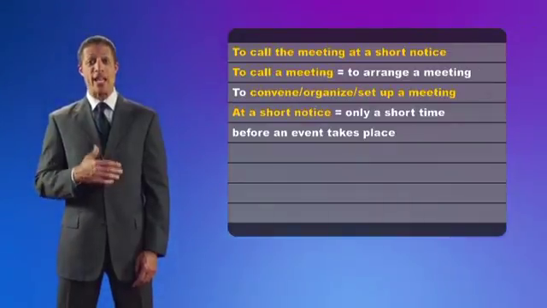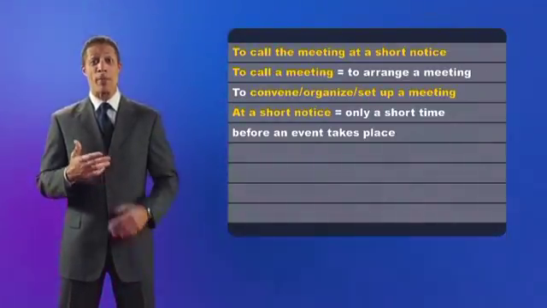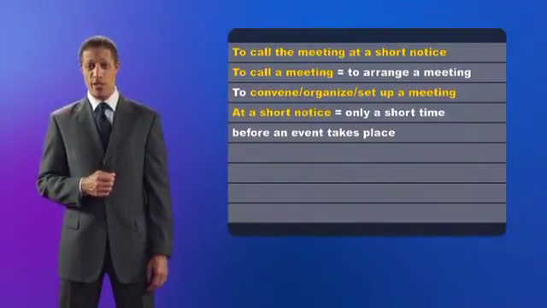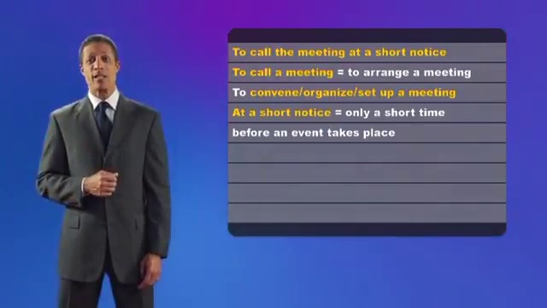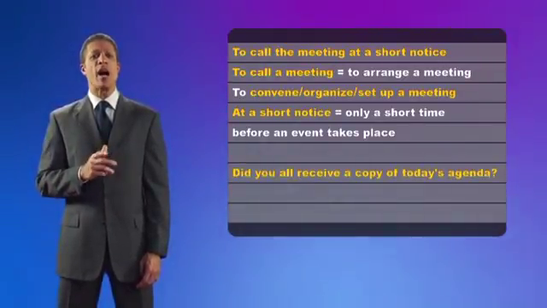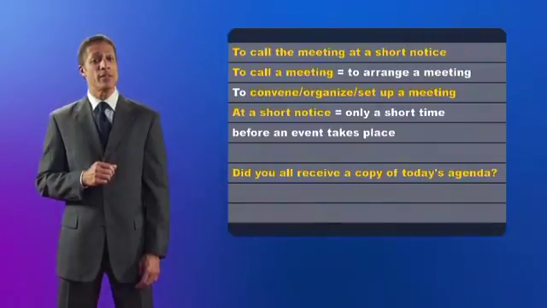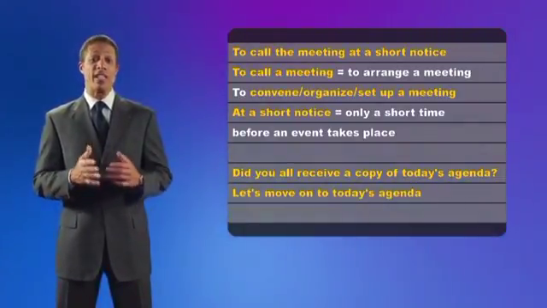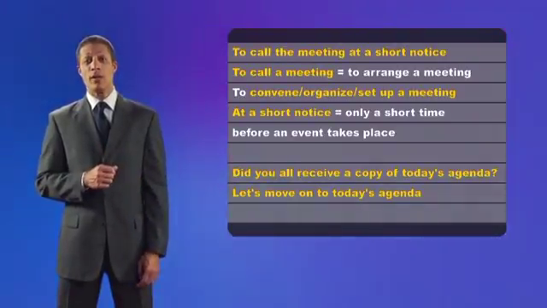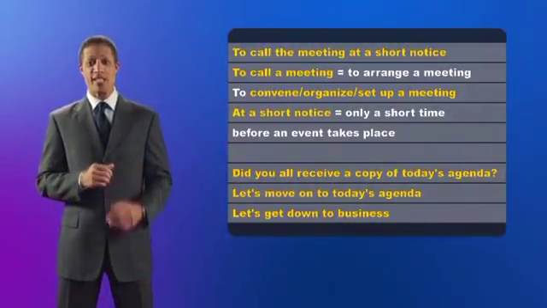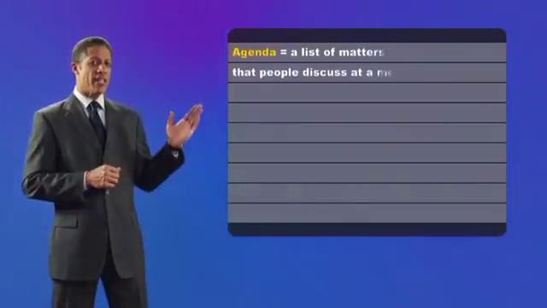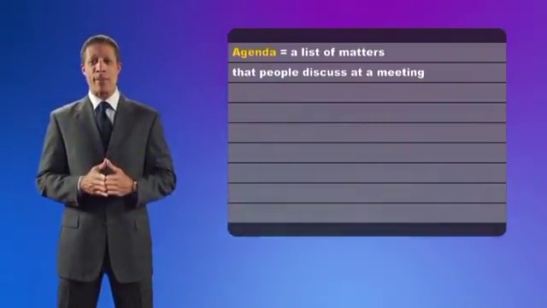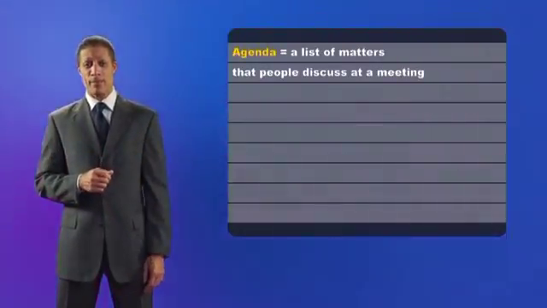Miranda circulated an agenda in advance so the participants could prepare themselves. She asks, "Did you all receive a copy of today's agenda?" You can also say, "Let's move on to today's agenda," or "Let's get down to business." An agenda is a list of matters that people discuss at a meeting.